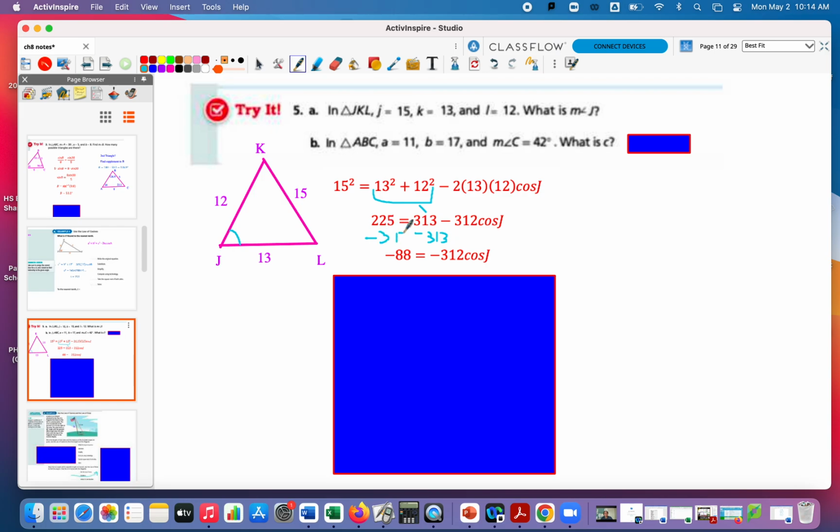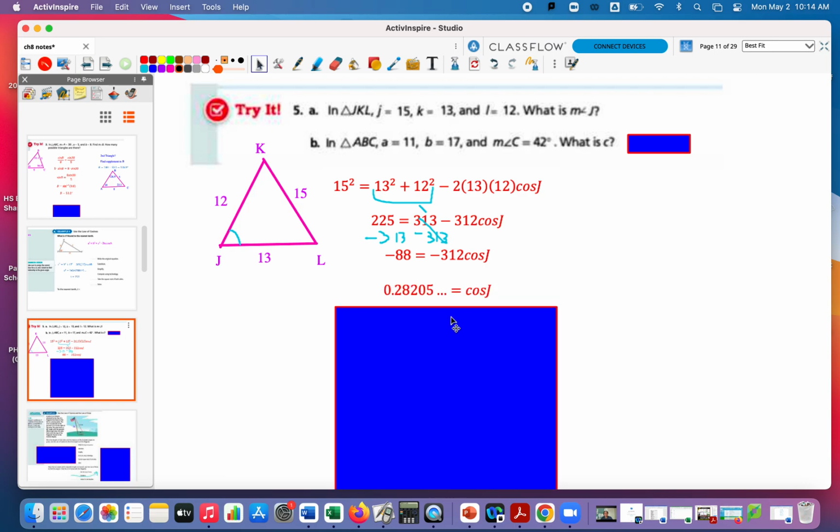Okay, so be careful there. Don't get greedy and start putting it on the calculator. Don't start combining stuff that can't be combined. So this just comes down. The only way to get rid of the negative 312 is to divide. So you're going to divide both sides, which makes this a positive 0.28205, etc.